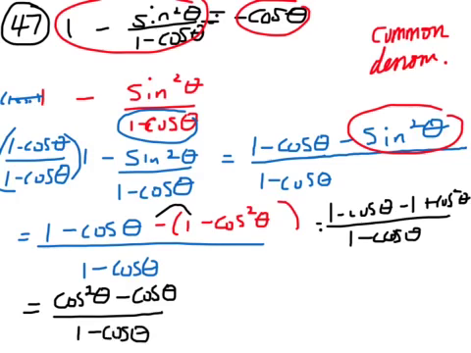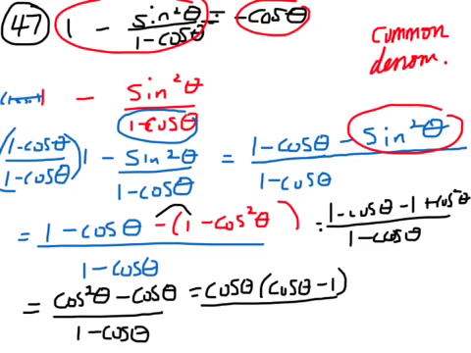I don't know what to do, so let me just try factoring out a cosine theta. If I take a cosine theta out of that, that would be cosine theta minus 1 over 1 minus cosine theta. Now, if you remember, those don't look alike, but I can make them look alike. On the bottom, if I want to turn the bottom into cosine theta minus 1, that's what I'll do.